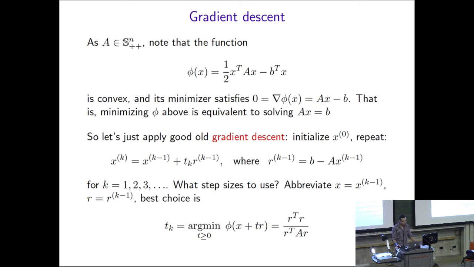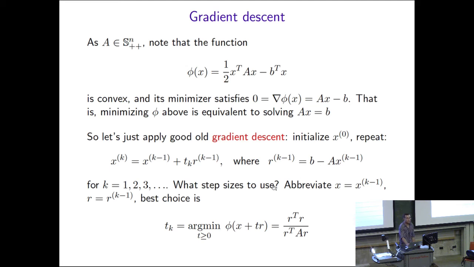And so gradient descent for this problem just moves in the direction of t times the negative gradient. The gradient is Ax minus b. The negative gradient is b minus Ax. So we're moving in the direction of the negative gradient, so that's x plus t times this residual.